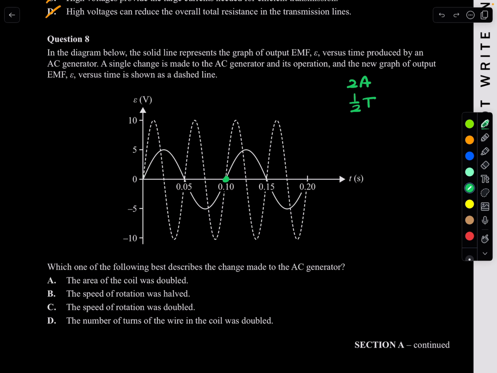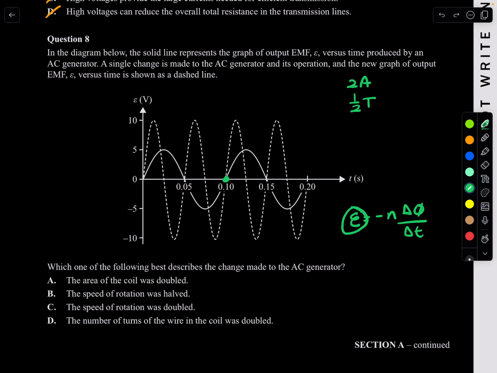All right, let's have a look at these. Which of the following best describes the change made to this AC generator? Let's look at the first one. The area of the coil was doubled. Wrong. Why? Remember, EMF is equal to negative N change in flux over change in time. If you double the area, meaning that you double the flux, it will increase the amplitude of the EMF, which it has done. As you can see, it's doubled the amplitude. But the problem is, why is the period still halved?